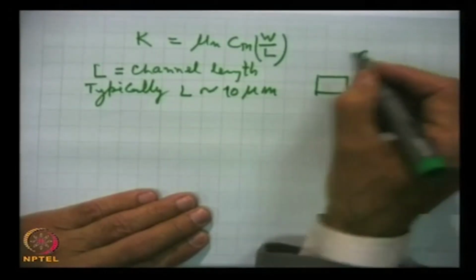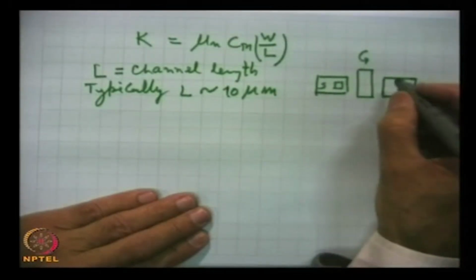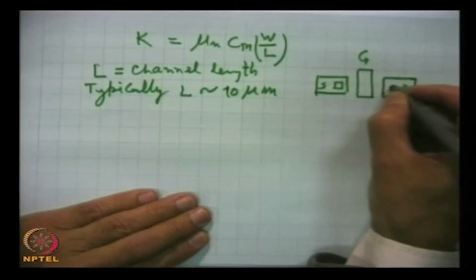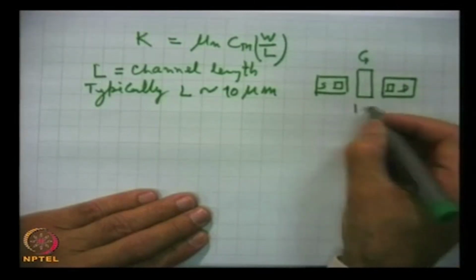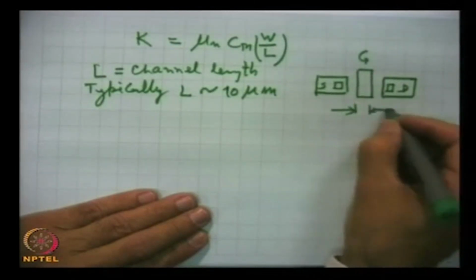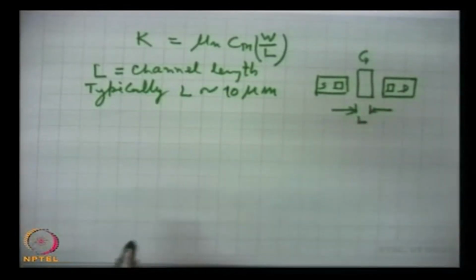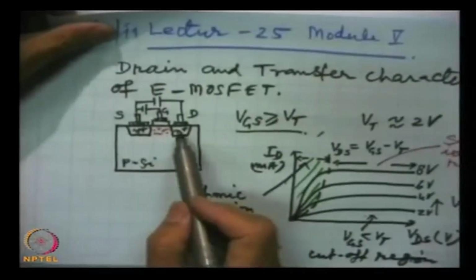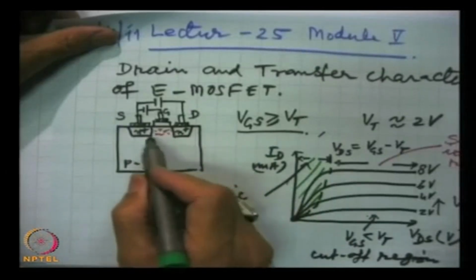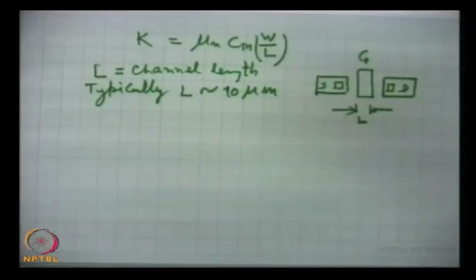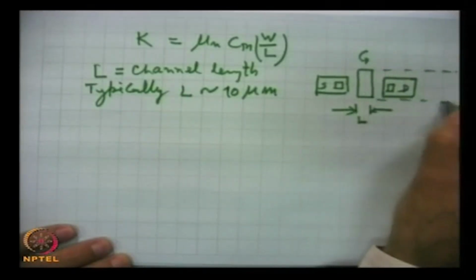This is the gate, this is the source and this is that metallic contact, and this is the drain, and this is the metal contact, and this is L, the channel length. Between drain and source, this red one is the channel. So this is the channel length L, and W is here.